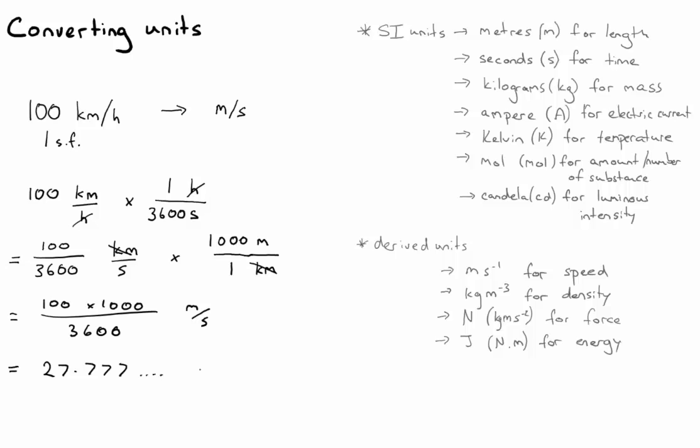27.777 metres per second. Our original value that we were given, the original speed, was one significant figure. Because we've done some multiplying and so on, we need to round our final value to one significant figure. And so one significant figure would be 30 metres per second. And that's just one way you can approach converting units from one type to another. And you can apply the same idea to a whole bunch of different unit conversions.